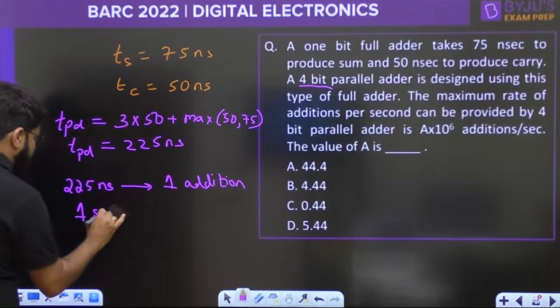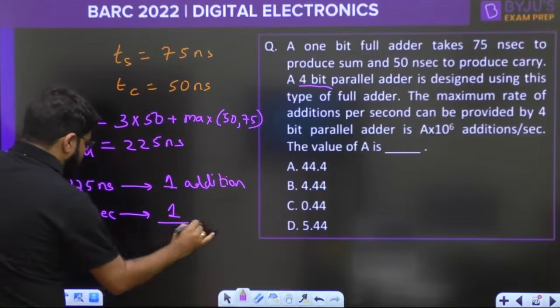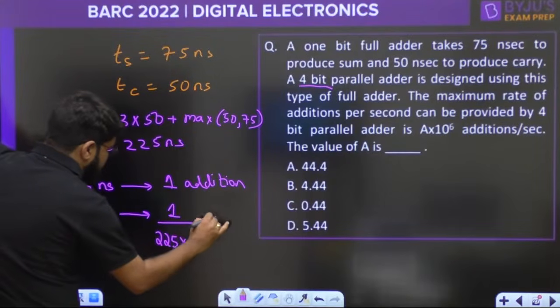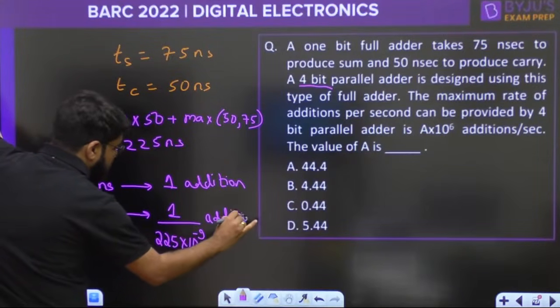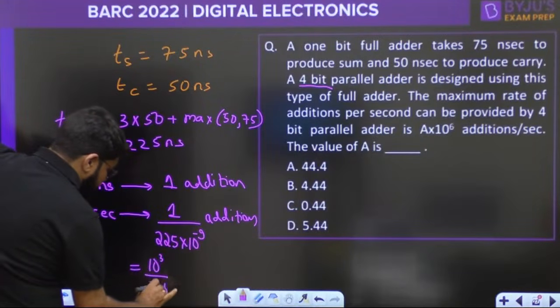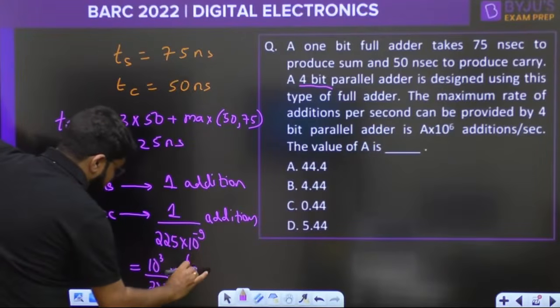So in 1 second, how many additions? It should be 1 divided by 225 into nanosecond, 10 power minus 9, additions. So this becomes 10 power 3 upon 225 into 10 power 6 additions.